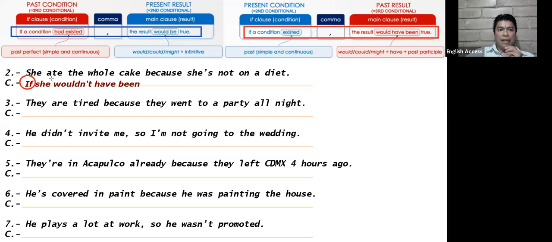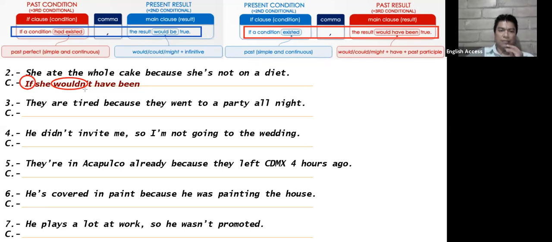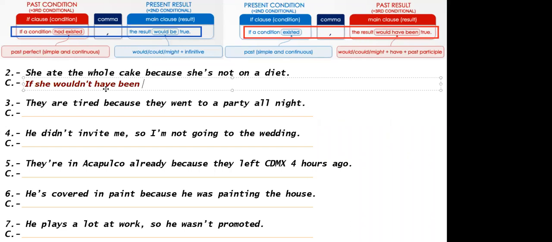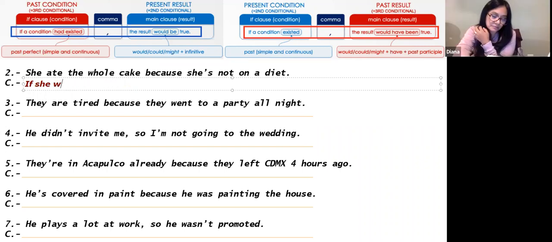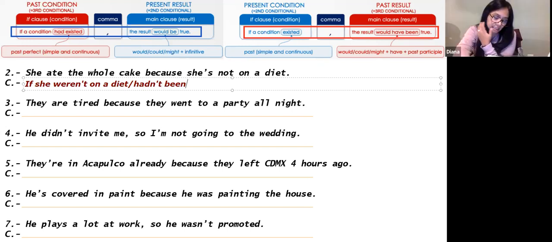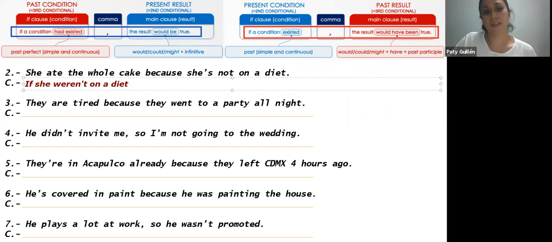You have the expression "if" and you use the modal, and they don't go together. In none of the conditionals do they go together. We have: if she had been on a diet, she wouldn't have eaten all the cake. But the situation is in the present, so it must be simple past, "she weren't." We're working with the present condition and the past result.